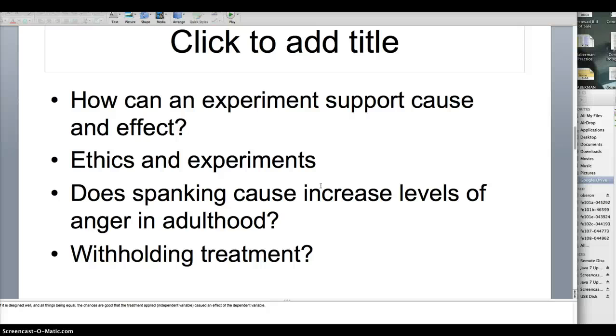The challenge with social science research is there are so many other variables that you cannot control for, the things that happen in our lives that you can't control for.